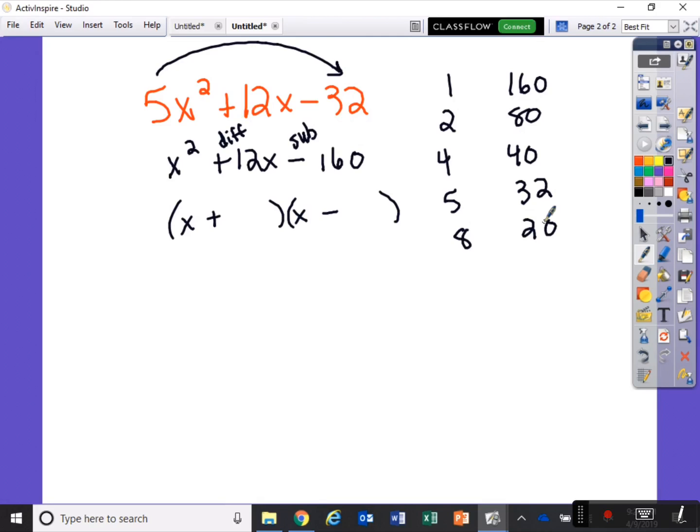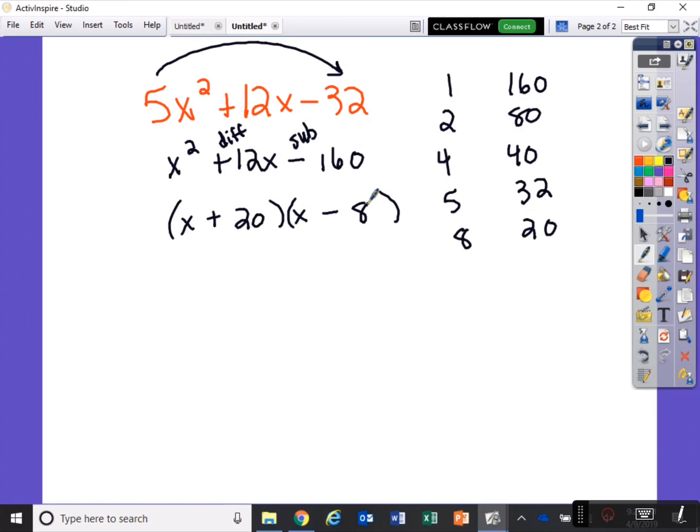All right, so, are you kind of catching on? So plus 8 minus 20. But does it matter which one goes where? Yes. What kind of 12 do we want? A positive 12. So the bigger number, which is 20, gets the positive. So the 20 goes here and the 8 here. Are we done? No.